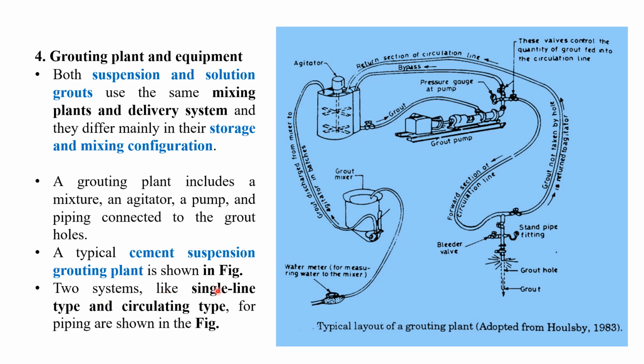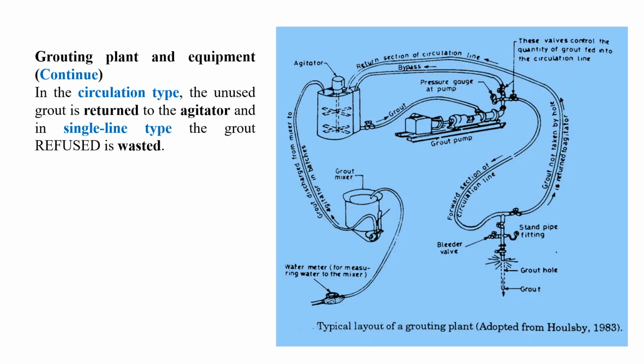Two systems, single line type and circulation type piping, are shown in the figure. We can see here in the circulation line, the unused grout is returned to the agitator, and in the single line type, the grout refuse is wasted. You can see, if this pipeline is not there, then this is called a circulation line.